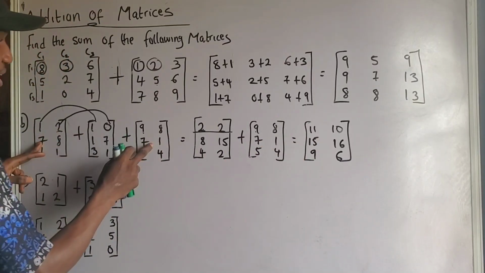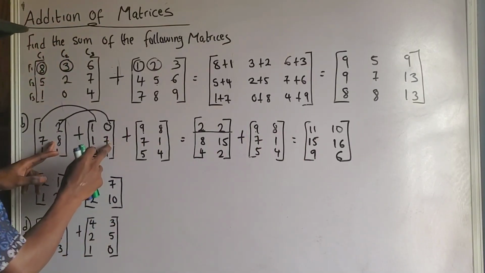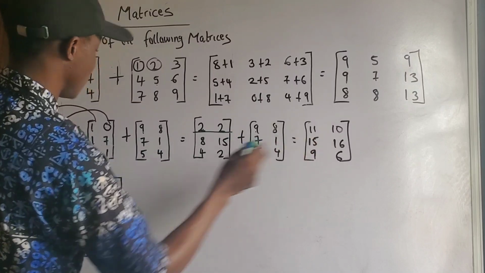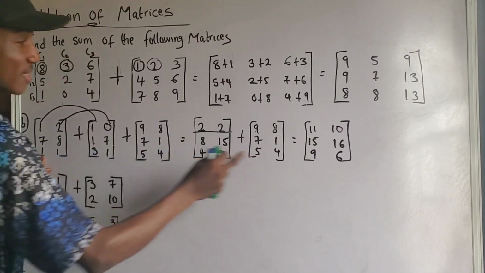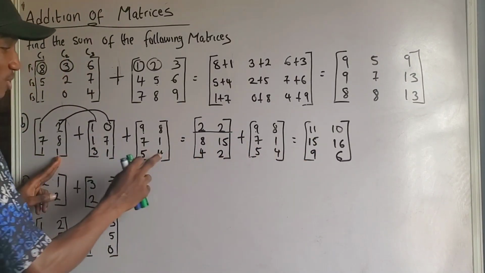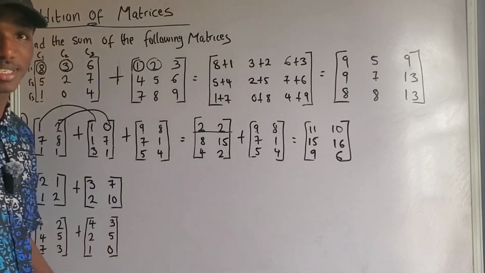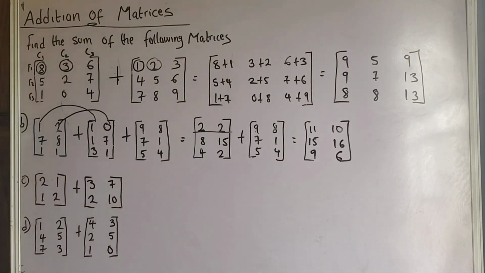7 plus 1 plus 7, that is 15. 8 plus 7 plus 1, that is 16, you know. 1 plus 3 plus 5, that is 9. 1 plus 1 plus 4, that is 6. Do you understand it? Okay, so we are done with the second question now.